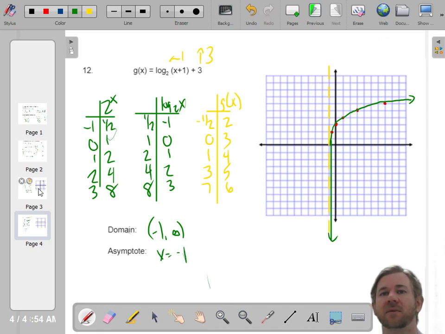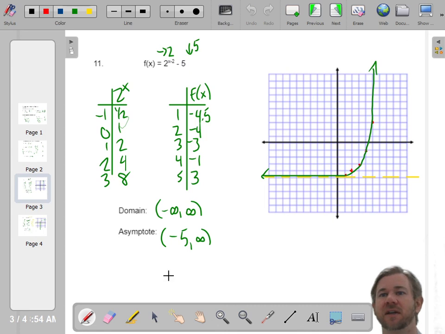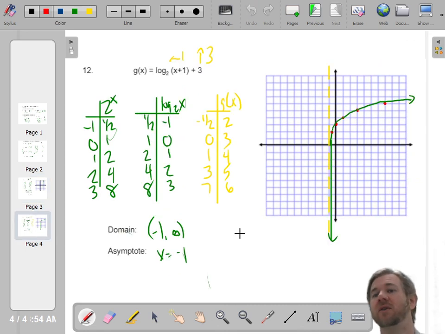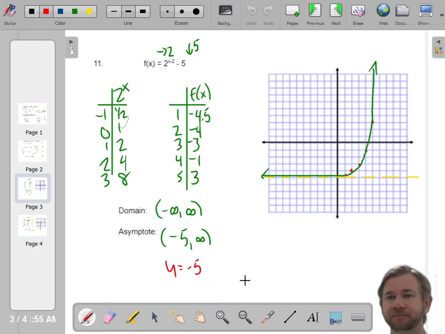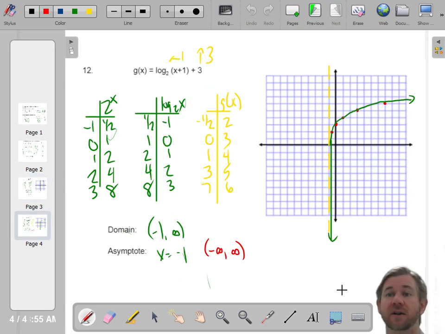I feel like back here I said the range. Yeah, so I gave you the range, but the asymptote, I should say, is y equals negative 1. Good reading question. The range for this one would be all real numbers. Okay, but the asymptote is at x equals negative 1. So you have to answer the right question, or different.